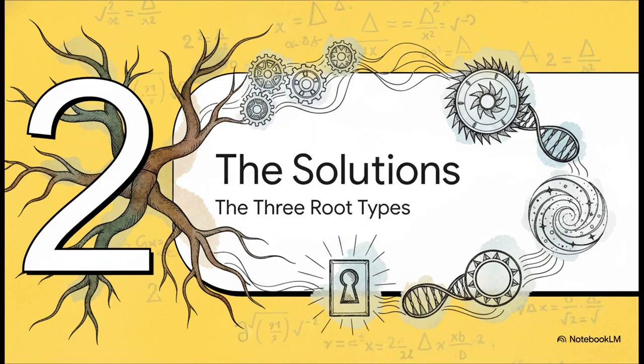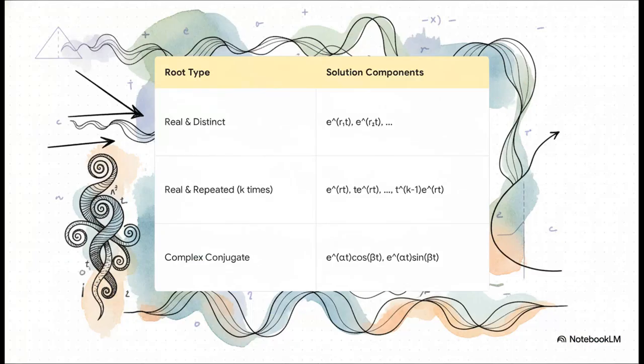Okay, so you've got your polynomial, and you find its roots. Now what? What do you actually do with them? Well, it turns out that depending on the type of roots you find, you'll use one of three different forms for your solution. I like to think of them as three different decoder rings for translating your roots back into the final answer. And here they are, our three cases.